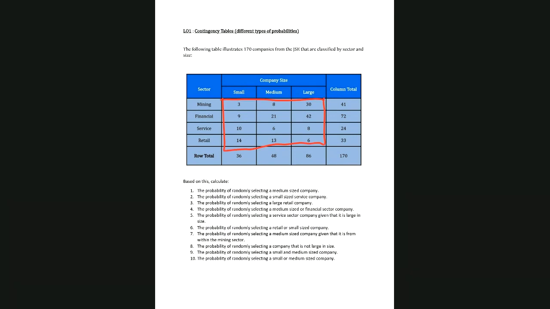So they said to you a small-sized service company. So you're going to go to small company and service company. And in line with both of those, you find that this is the value you're looking for. So again, in line with the general probability formula of R over N, your answer here would be 10 over the sample size, which is the last figure here, is 10 over 170. So as a decimal, 2 decimal places, 0.06 is your final answer.